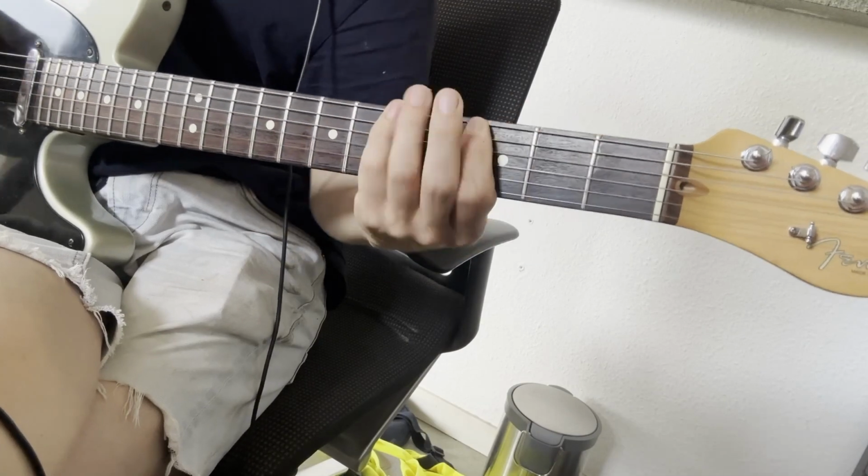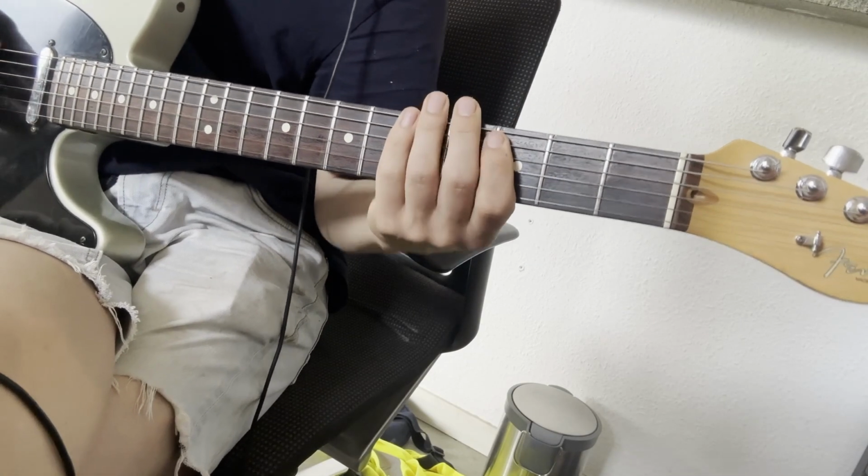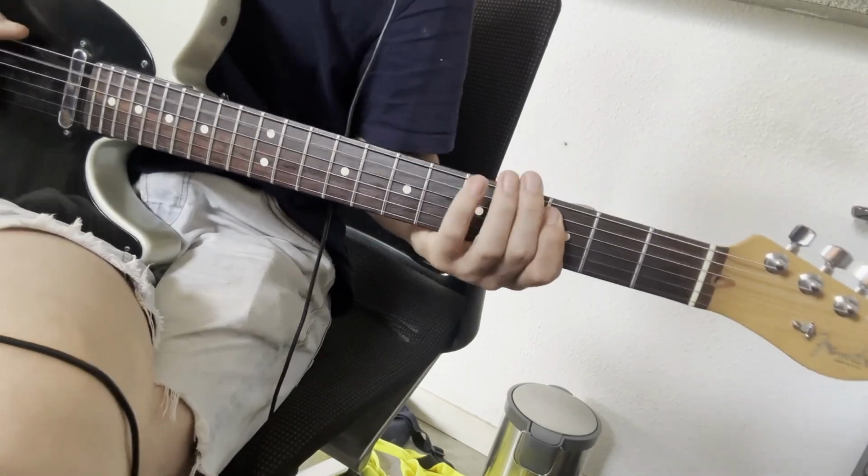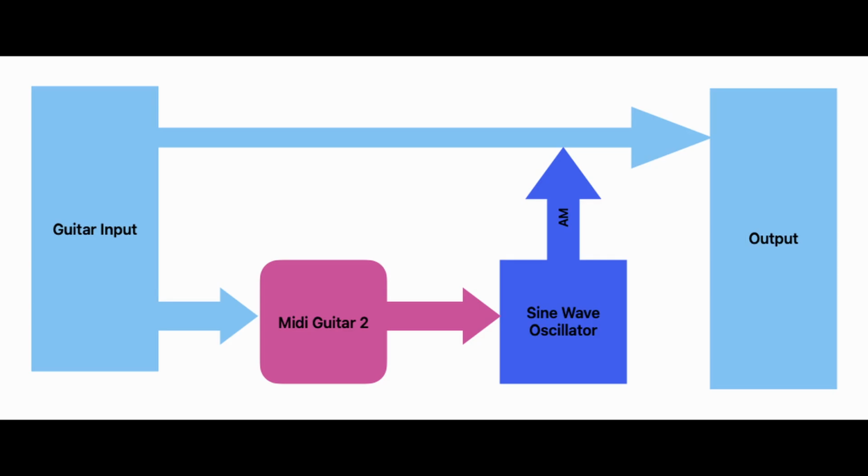Okay, so here's a quick tutorial on how to set up the bass sound from the other video. The method I used is basically amplitude modulation, so you send the MIDI data from MIDI Guitar to a sine wave oscillator, which then modulates the amplitude of your guitar input.